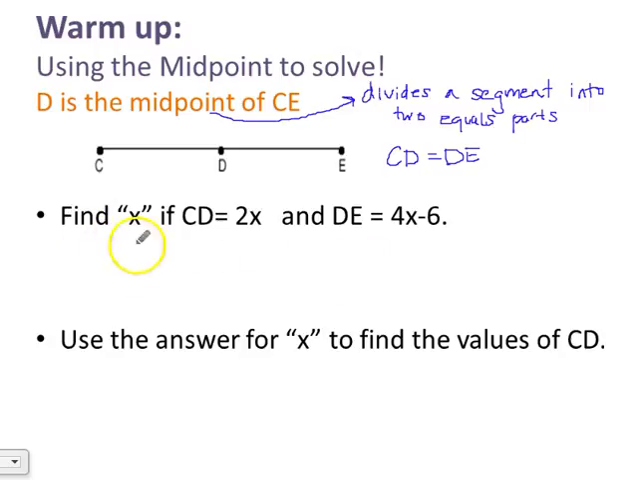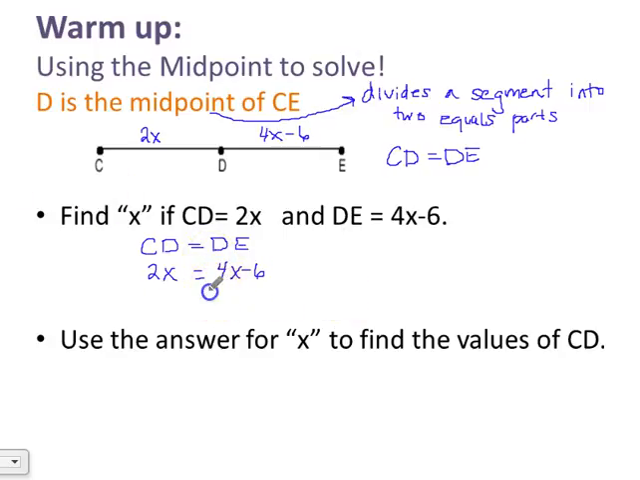We were also told the lengths of our segments: CD is 2x, and from D to E is 4x minus 6. Well, we can set up an equation now, can't we? Since D is the midpoint, we know that CD is equal to DE. So I'm going to substitute in the values that were given. CD is 2x and DE is 4x minus 6. So I can state that 2x and 4x minus 6 are equal because D was the midpoint. And now all we're going to do is solve for x.